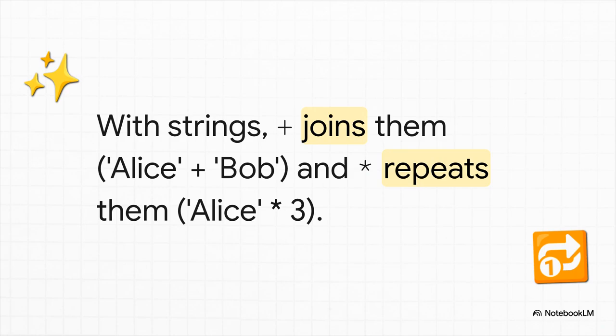And this is a perfect example of why knowing your data types is so critical. Check this out. The plus and star operators do completely different things depending on the ingredients. If you give them numbers, they add and multiply. But if you give them strings, the plus sign smushes them together. We call that concatenation. And the star operator repeats the string over and over. Same spell, different ingredients, totally different outcome.